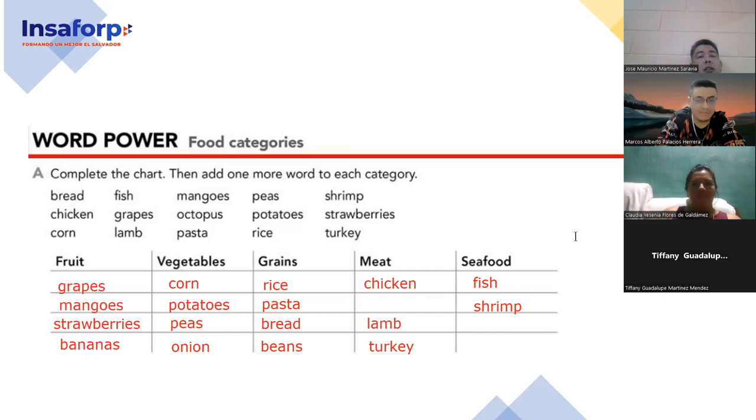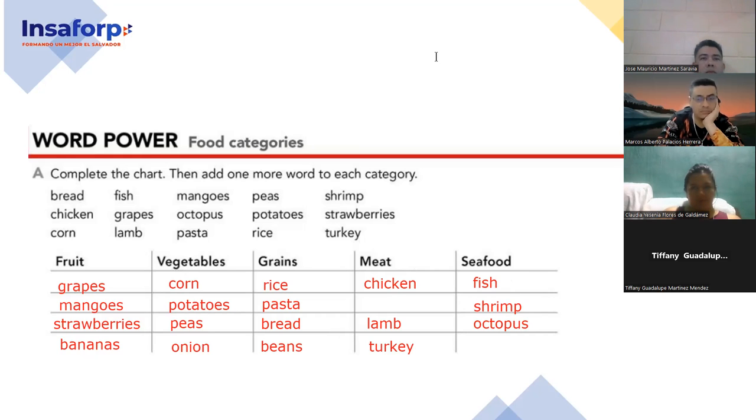The octopus is seafood. Exactly, we have an octopus. These ones, we have them in a mariscada as well. Octopus, very good. So, these are like the different categories that we can have in the vocabulary. Don't forget that with categories, we can add more vocabulary. For example, from different vocabulary related to meats, vegetables, fruit, seafood, and you can add, let's say, more vocabulary here. Okay.